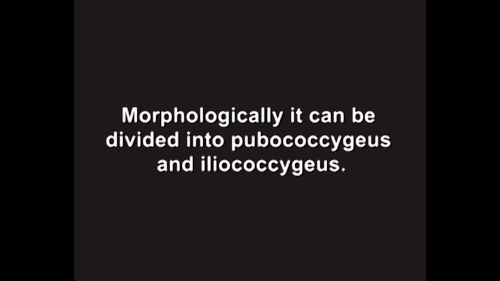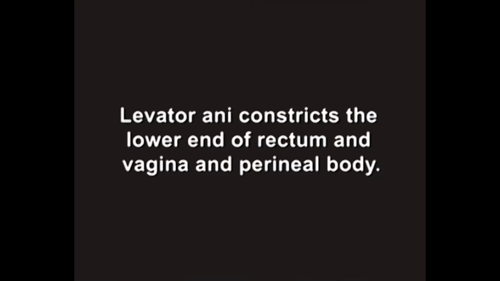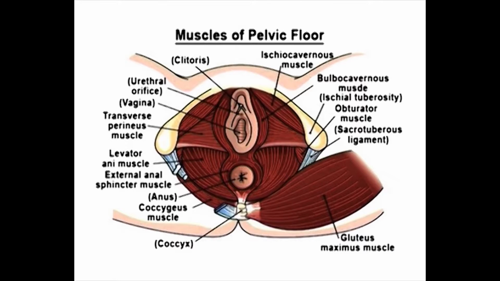Morphologically, it can be divided into pubococcygeus and iliococcygeus. Levator ani constricts the lower end of rectum and vagina and perineal body. Muscles of pelvic floor.